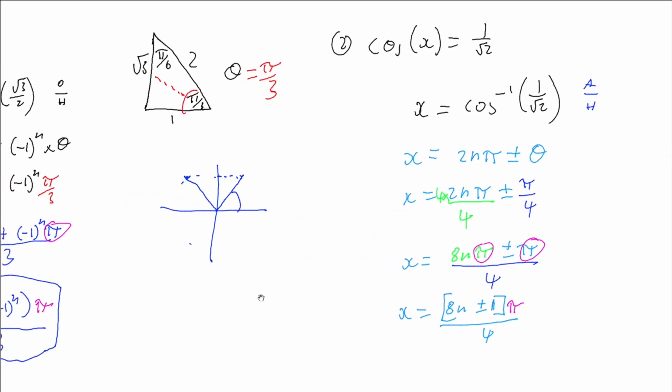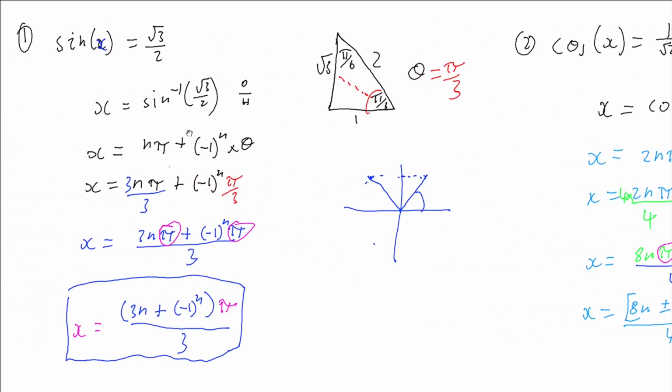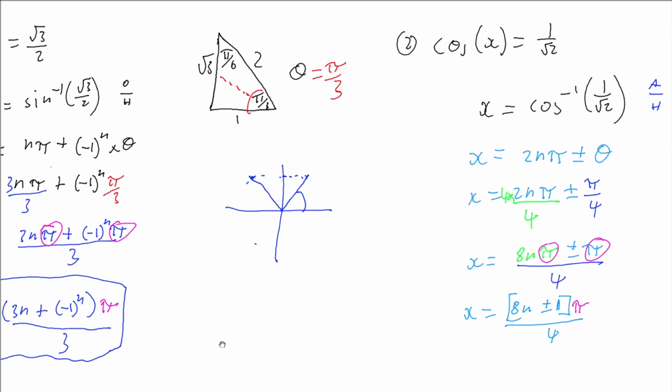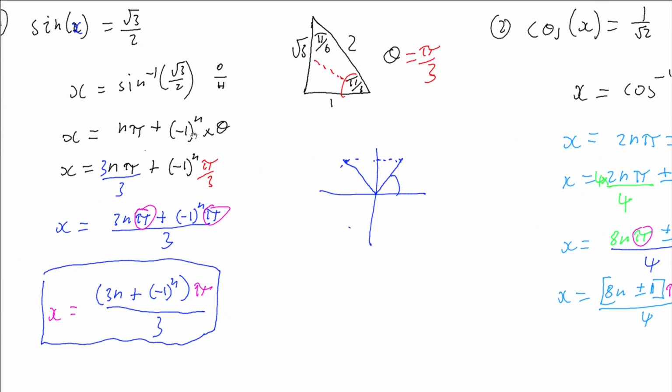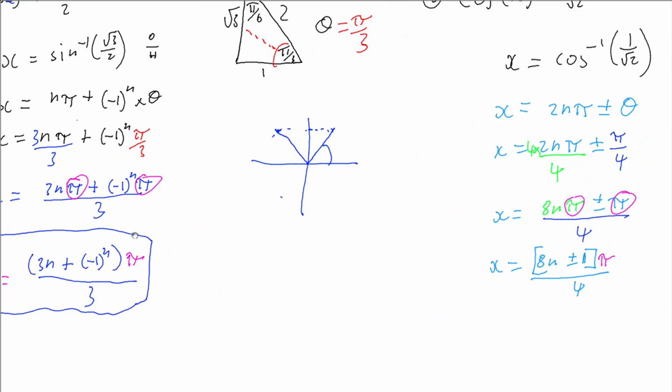To solve for the general solution of trig equations, we first find what's the base angle for the inverse trig, and then put it into the general solution, and neaten it up by doing some fraction maths and some factorizing.